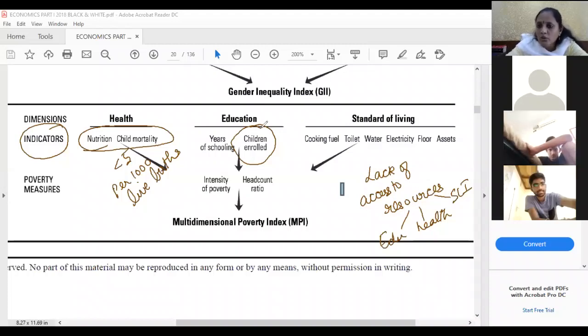The second question is about the toilet or the sanitation facilities. Do you have the facility or you don't have the facility? So that decides about the poverty. The third thing is about the water. In case of water, you have to ask them about the good source of drinking water.